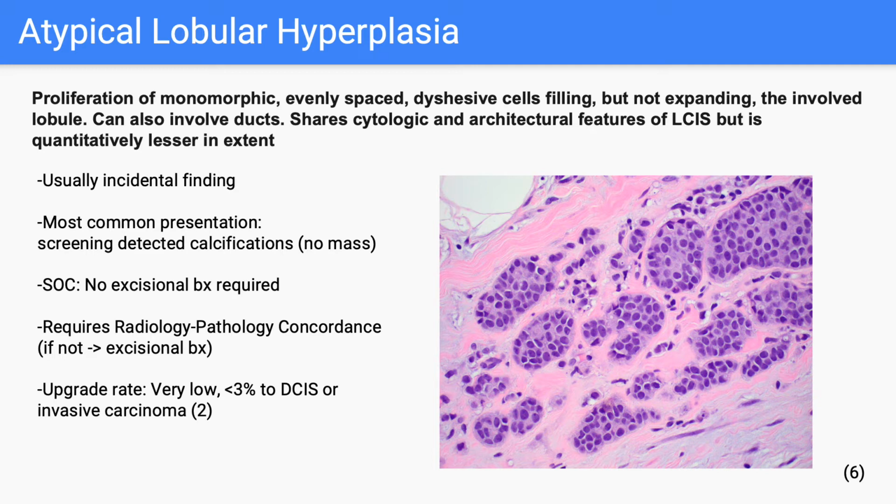Now, taking that out of the picture and assuming that we have radiology and pathology concordance, the reason why we don't go forward with an excisional biopsy is because the upgrade rate is very low. It's less than 3% to DCIS or invasive carcinoma.